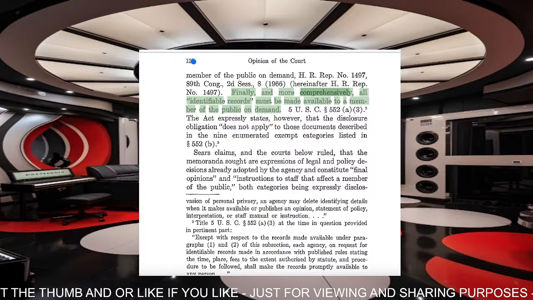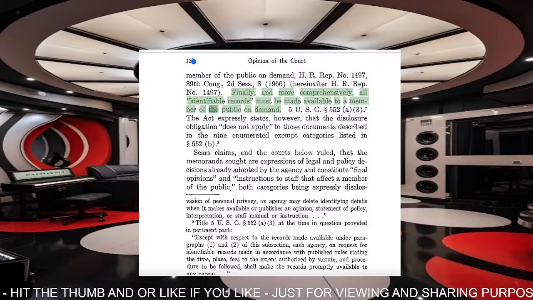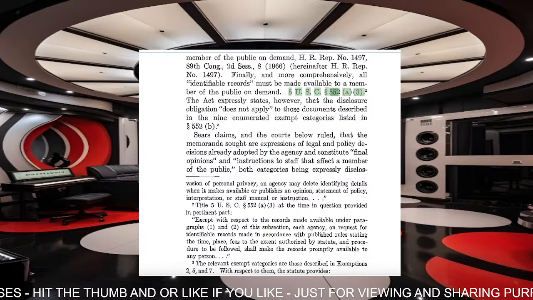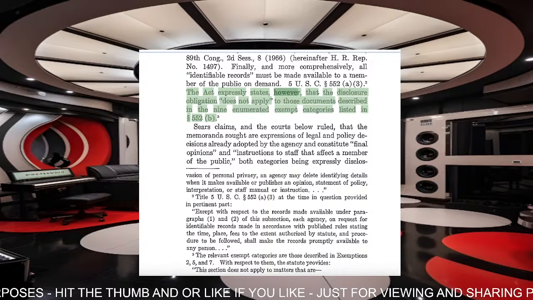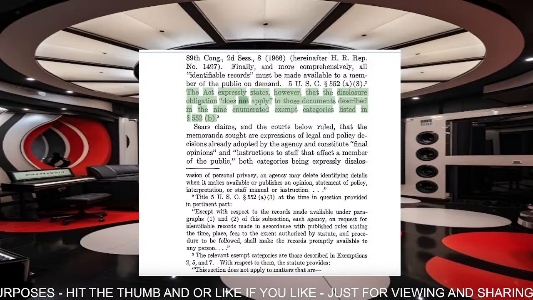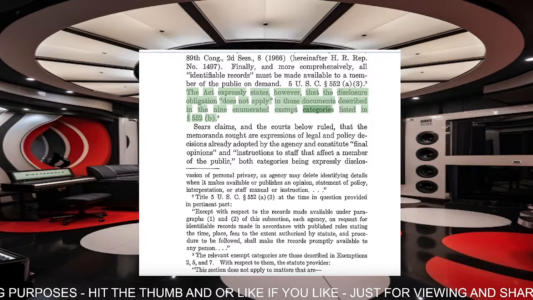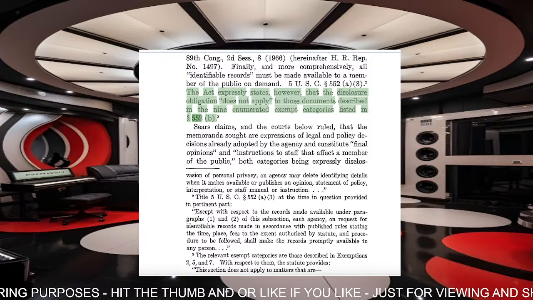Finally, and more comprehensively, all identifiable records must be made available to a member of the public on demand. 5 U.S.C. 552. The Act expressly states, however, that the disclosure obligation does not apply to those documents described in the 9 enumerated exempt categories listed in 552.